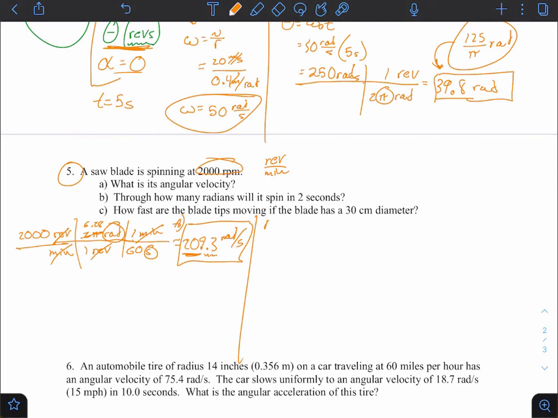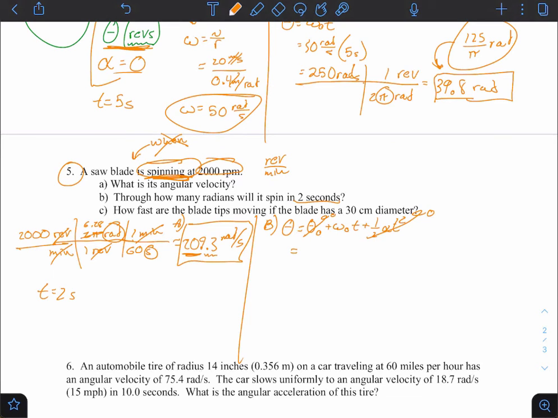So A is done. B, how many radians will it spin in time equals 2 seconds? So T equals 2. I'm going to add that to my list, even though I made very little list. And that is immediately leading me toward equation number 2, again because of the lingo, it is spinning at. That means constant velocity. Now, you might see when it is spinning at, that would mean it's probably speeding up or slowing down. But if they just say it is spinning at that, then you can assume acceleration is 0.